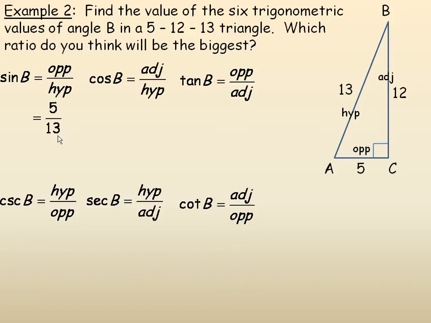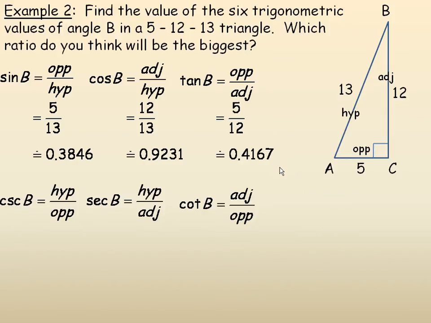And we might want to change these to decimals to actually compare all these. 5 divided by 13 is 0.3846 to 4 decimal places. For the cosine, cosine is adjacent over hypotenuse, so the 12 divided by the 13, which is just under 1, 0.9231. Tan is opposite over adjacent, so we'd be dividing the 5 by the 12, which is 0.4167.